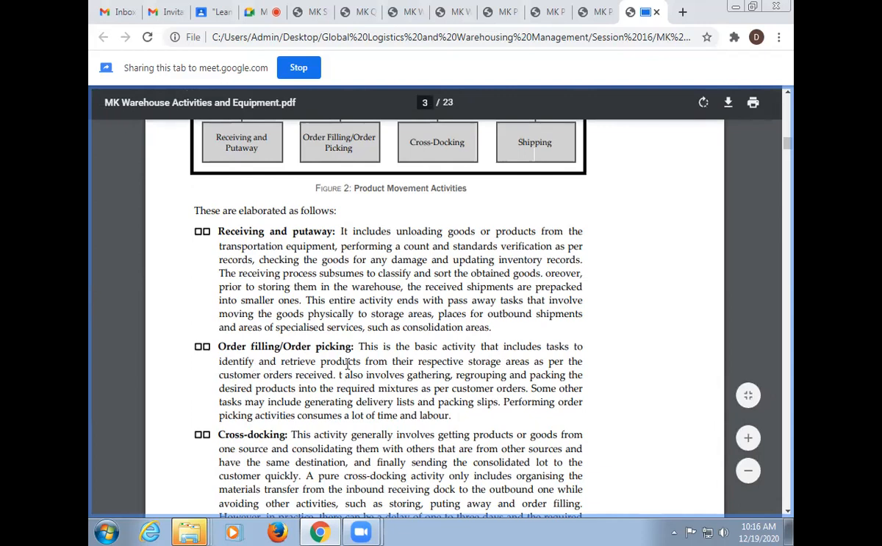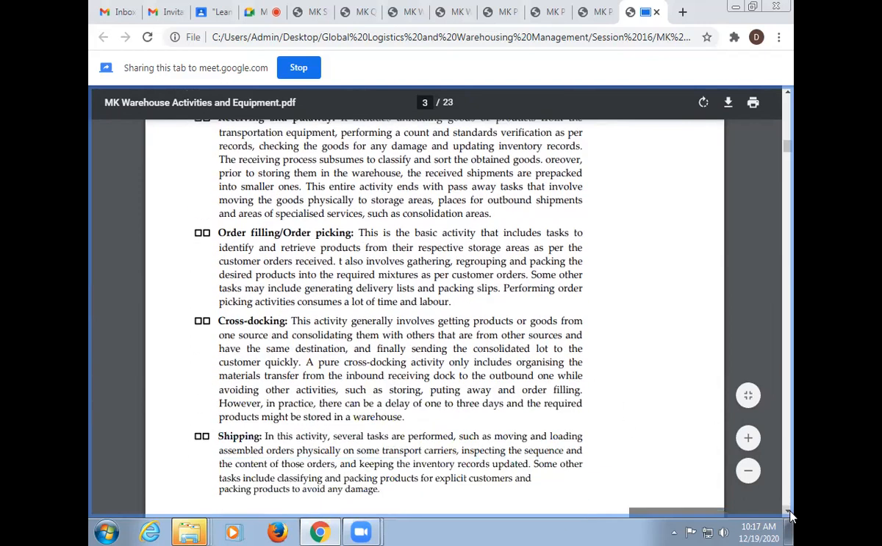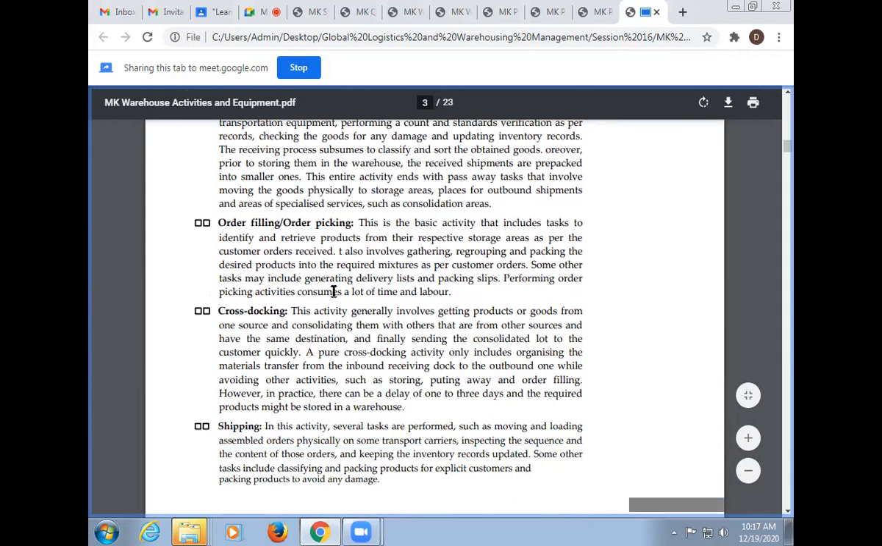Order filling and the order picking. This is the basic activity that includes tasks to identify and retrieve products from their respective storage area as per the customer's order received. It also involves gathering, regrouping, and packing the desired products into the required mixture as per the customer order. Some other tasks may include generating a delivery list and packing slip. Performing order picking activity consumes a lot of time and labor.